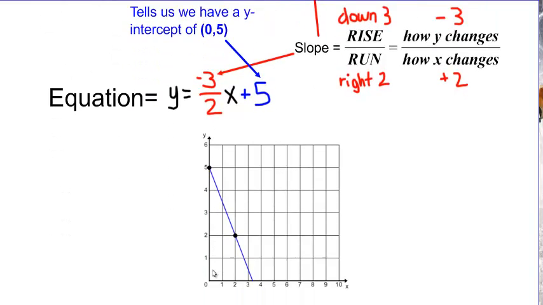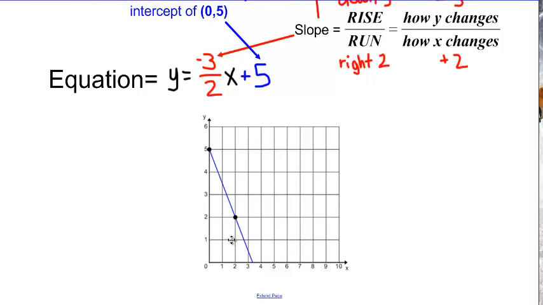If we scroll down and look at the graph here, we see that it tells us to start at (0, 5), so that's our starting point. And from there we go down 1, 2, 3 over 1, 2, because our slope tells us to go down 3 and right 2. And we have our next point, we draw our line, and we've correctly graphed our equation in slope-intercept form.